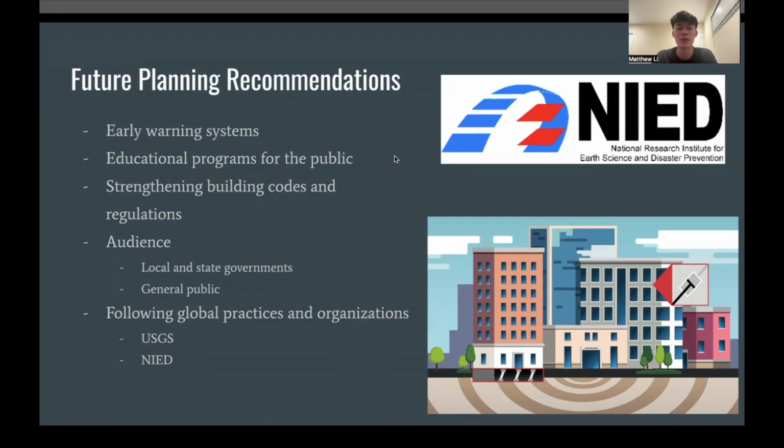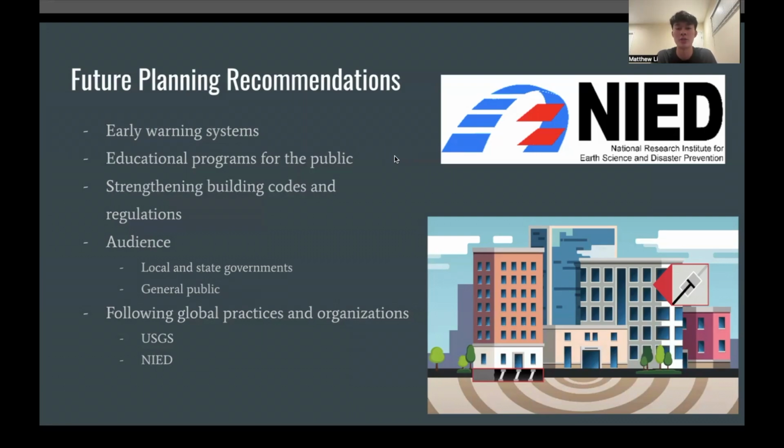Another important thing is following global practices and organizations such as the United States Geological Survey, as well as Japan's National Research Institute for Earth Science and Disaster Prevention. These organizations can help come up with different strategies to help mitigate as much damage as possible for the public in Tangshan, China. And I think partnering and working with these organizations can be crucial for saving many lives and reducing as much damage and risk as possible.